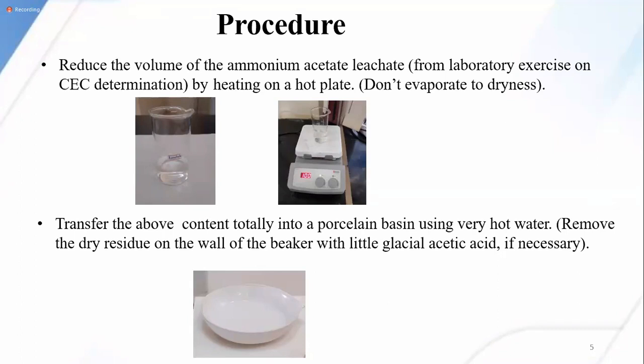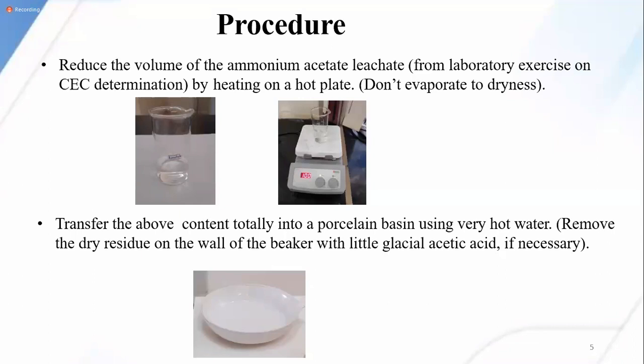After doing that cation exchange capacity practical, we can get that leachate. So you all know the procedure to determine the cation exchange capacity, no? For that you have to take around 1 gram of soil and add ammonium acetate solution, allow some time for the exchange of cations, and then filter that solution by the Buchner funnel. Am I correct? Yes, ma'am. So from that you can get a leachate.